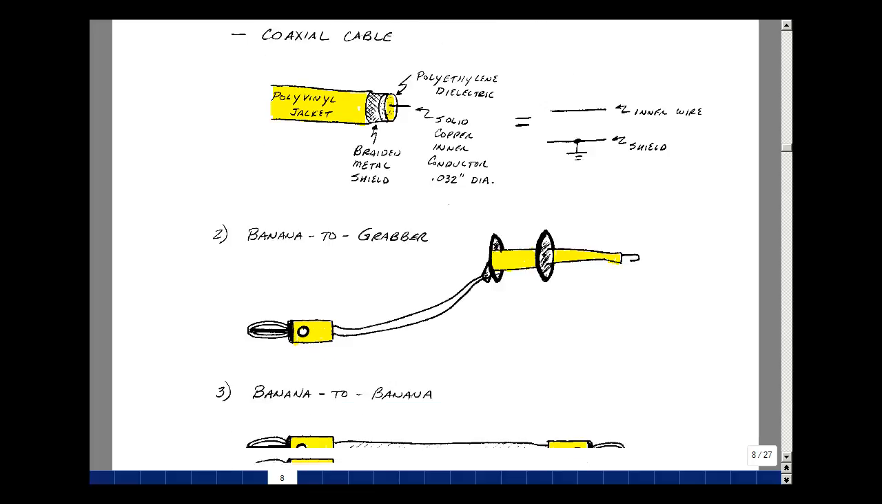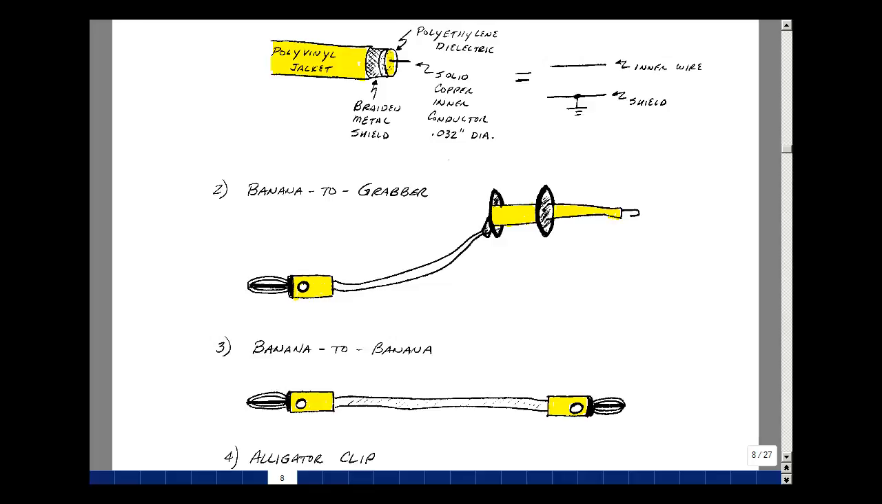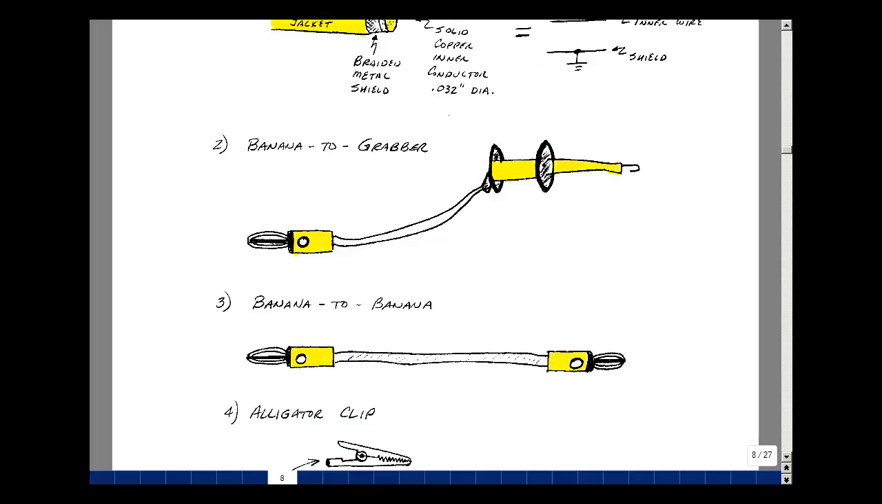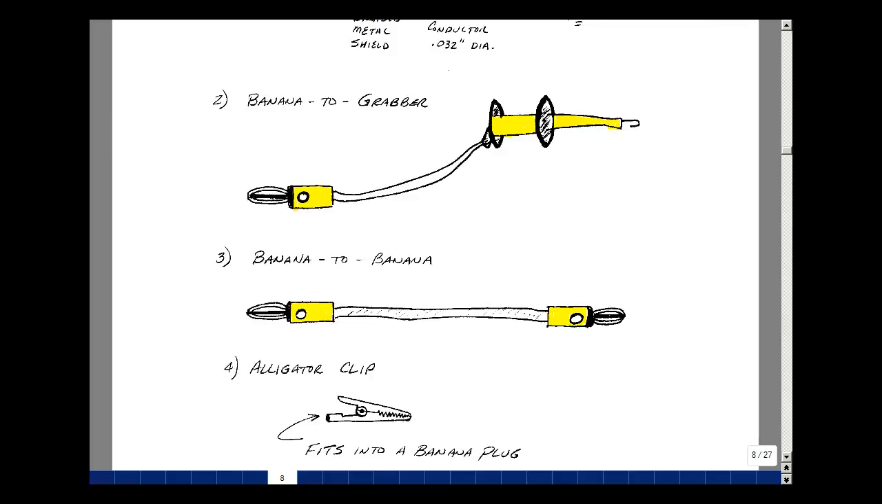Now, there's two other things we could possibly use: a banana to banana wire with an alligator clip. In other words, you can kind of make your own grabber. I'm not recommending this for the course, but it's another option. So we get a banana connector here like this one, and then this alligator clip fits inside of it, just goes right on this end over here. You can kind of grab onto things too.